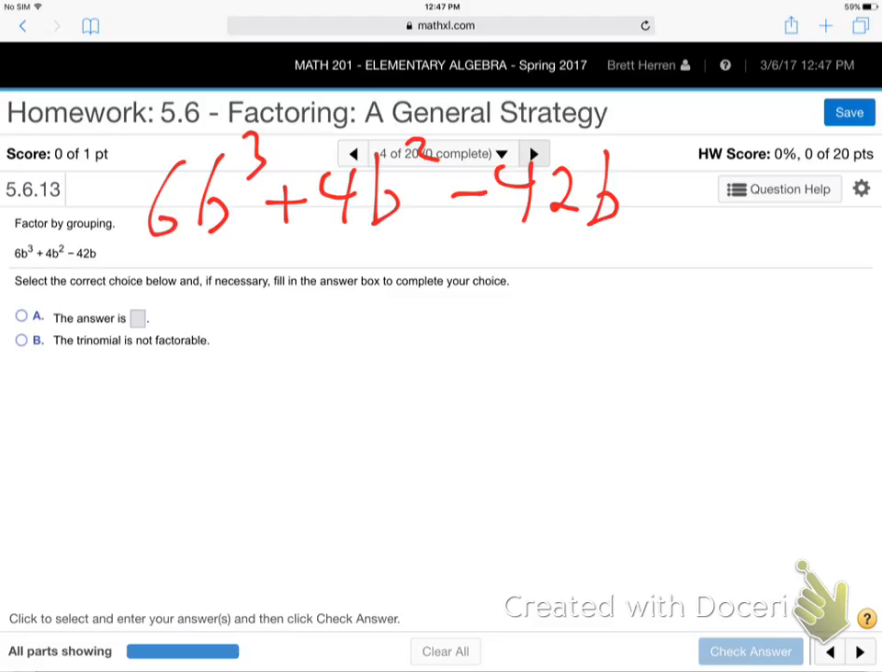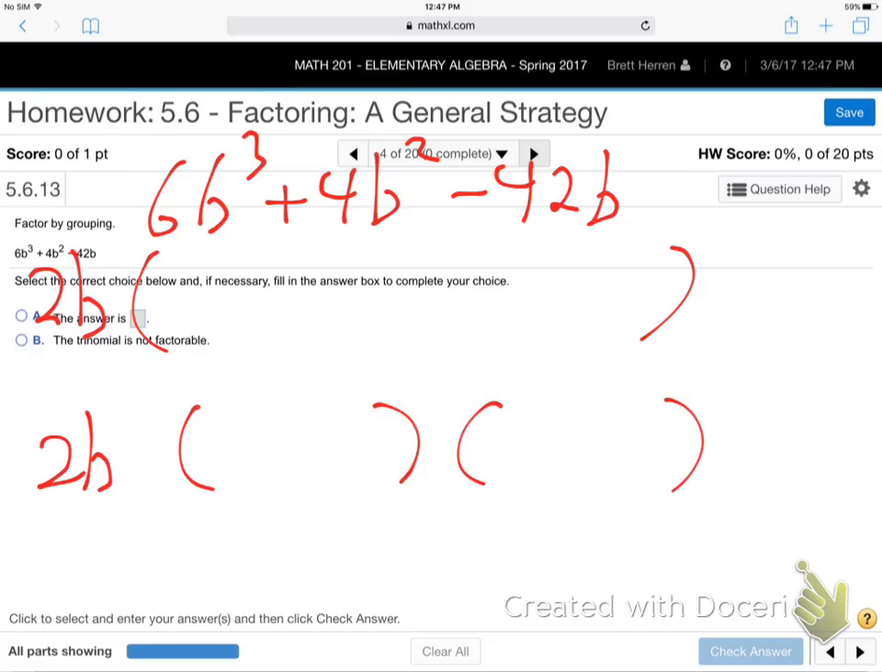And 2, I think. Isn't it 2 and b? They all have a b, and 2 goes into 6, 4, and 42, right? So you got to put a 2b in the front. They all have in common a 2 and a b. So 2b, and do the one big parenthesis, and then on the next line you'll go to the 2 parentheses, right? Get the hang of that?